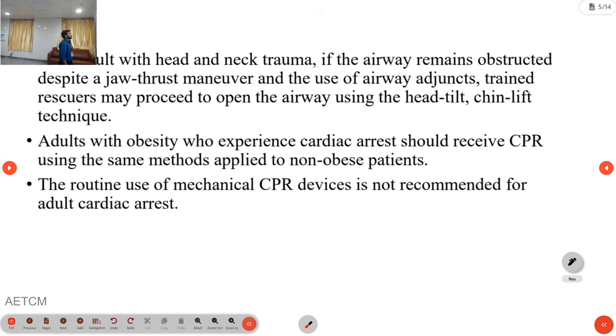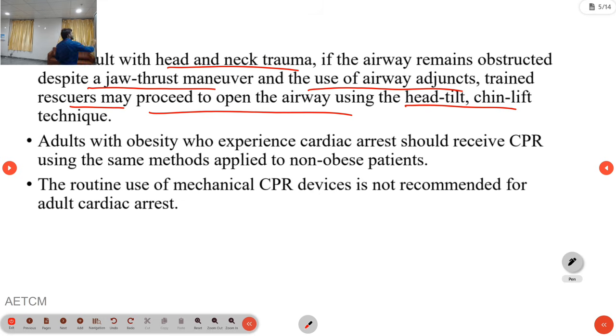I hope you understood. Then the next thing is, in an adult with head and neck trauma, if the airway remains obstructed despite a jaw thrust maneuver and the use of airway adjuncts, trained rescuers may proceed to open the airway using the head tilt, chin lift technique. We know we have 3 airway maneuvers for opening the airway: head tilt, chin lift, and jaw thrust. If you are suspecting a C-spine injury or spinal cord injury, usually to prevent further damage to the C-spine, we will go ahead with the jaw thrust maneuver for opening the airway, especially in trauma patients.